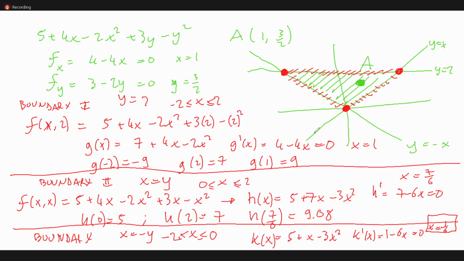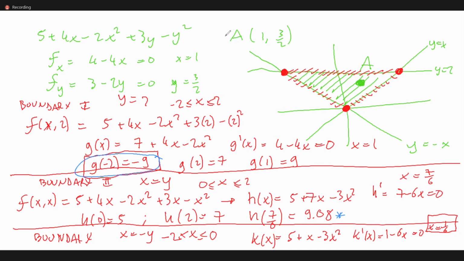So the minimum value occurs when x and y are equal to -2, here. While the maximum value occurs from what we can see here at this point, when x is equal to 7/6 and y is also equal to 7/6.